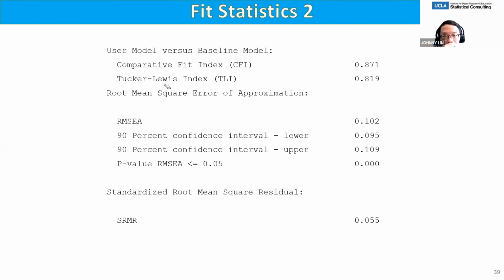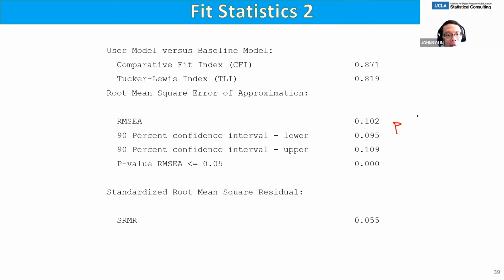Now, the important part, let's look at the CFI. What do you guys think? Well, the criteria was 0.95, honestly. We don't even satisfy 0.90. Okay, so it's not great, but it's not terrible. Let's look at the RMSEA. Okay, it says poor fit, basically.